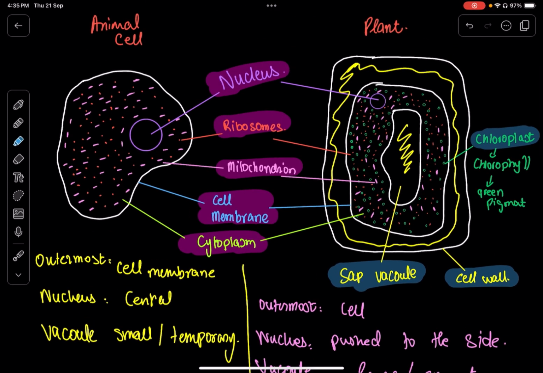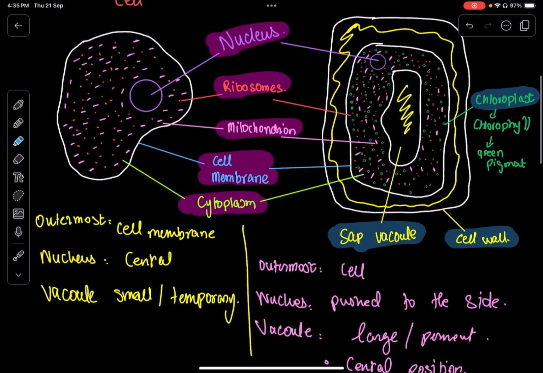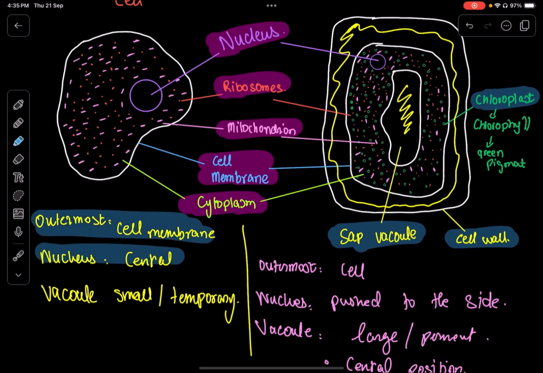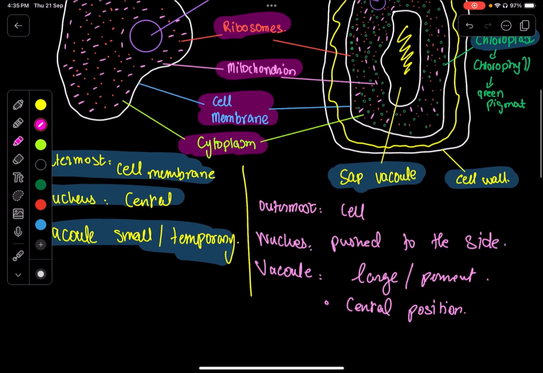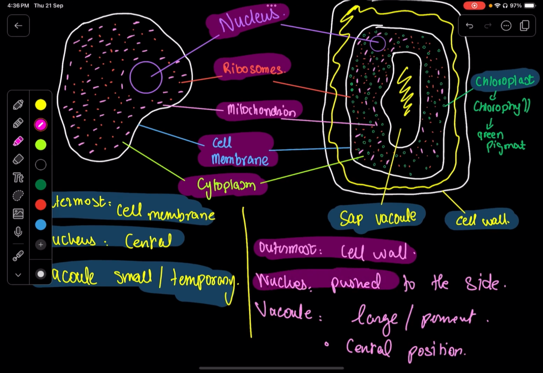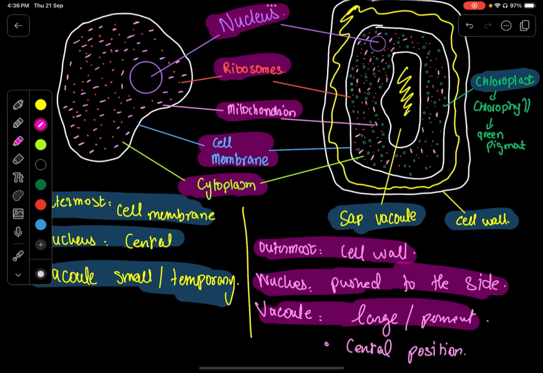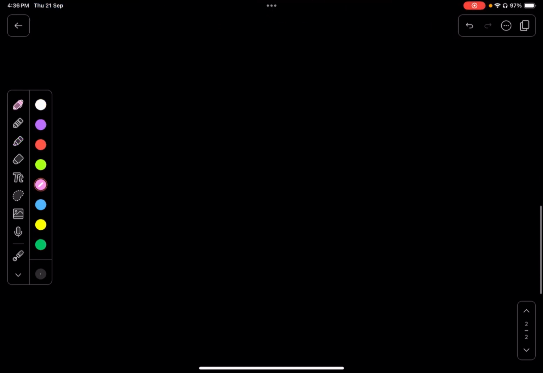So this is a short summary of all this: if you want to differentiate between an animal cell and a plant cell, the outermost is the cell membrane, the nucleus is central, and the vacuole is small and temporary. But in a plant cell, the outermost is the cell wall, pardon me, I must write cell wall right here. My mistake, apologies. The nucleus here is pushed to the side, and the vacuole here is large, permanent, and in a central position.